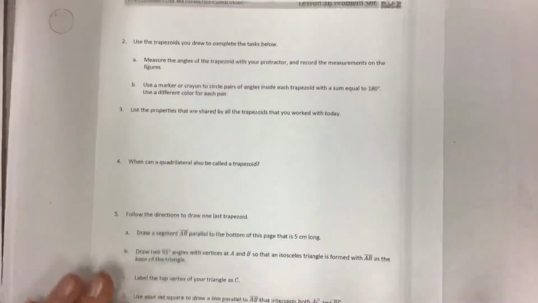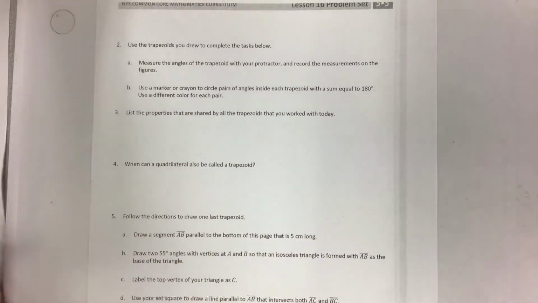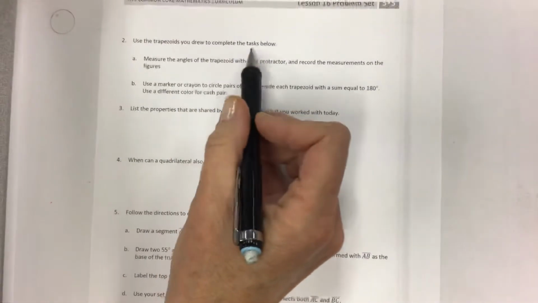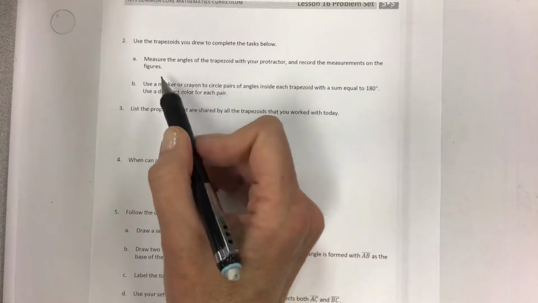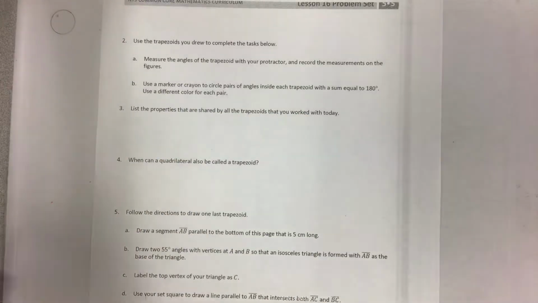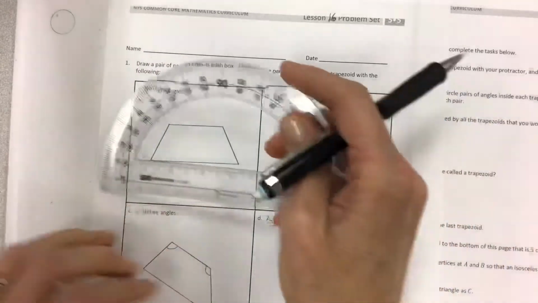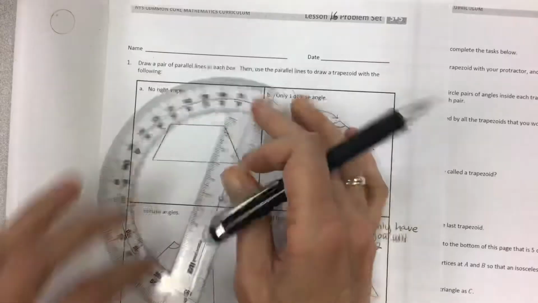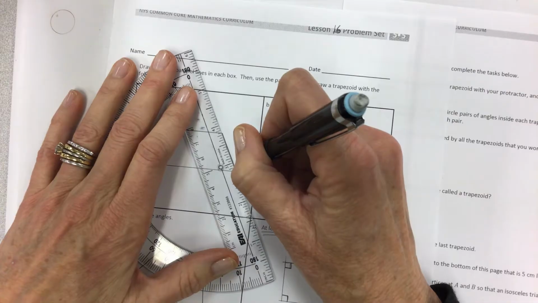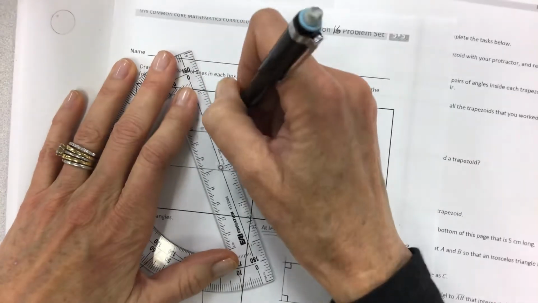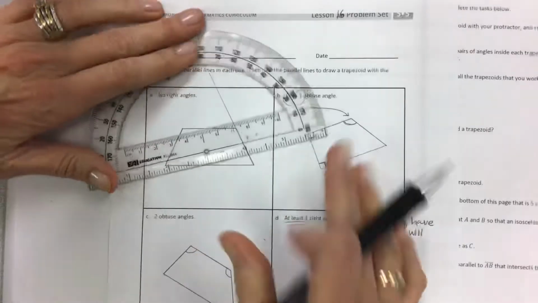Now, on the back, if you flip that page, we're going to be doing these tasks with the trapezoids that you made here. So keep this handy. Use the trapezoids you drew to complete the tasks below. Measure the angles of the trapezoid with your protractor and record the measurements on the figures. So you're going to take your protractor. Okay, I'm going to scooch that over. And one thing that you want to do when you measure angles is you're going to need to extend these lines so that you can have the ray going far enough to measure it.